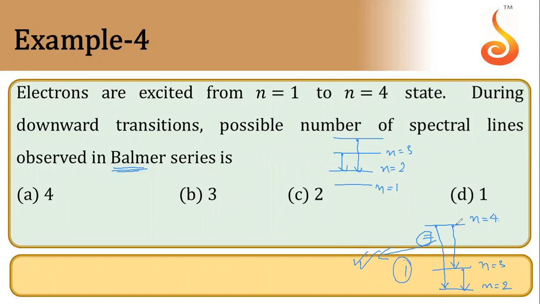In this case, the electron is moving from 4 to 3. It's not moving directly to the second orbit, so for this case a spectral line won't be observed for the Balmer series. In this case, the electron is moving from the third to the second orbit. Here, again, the electron is directly reaching the second orbit, so for this case also a spectral line will be observed in the Balmer series. So the total spectral lines which can be observed is 2.